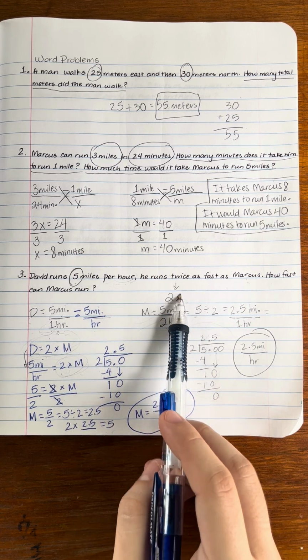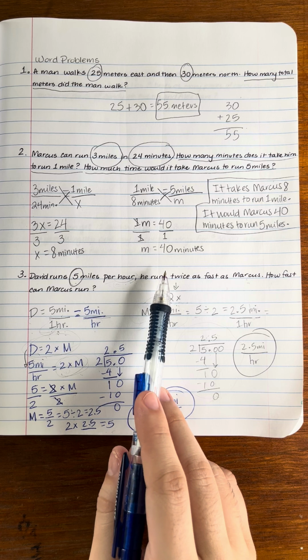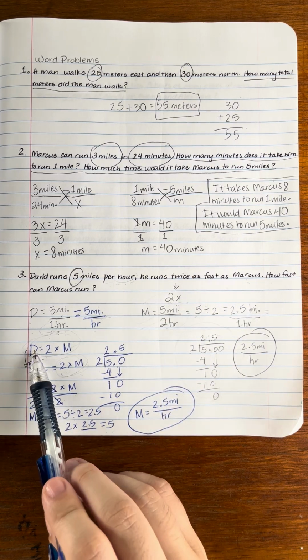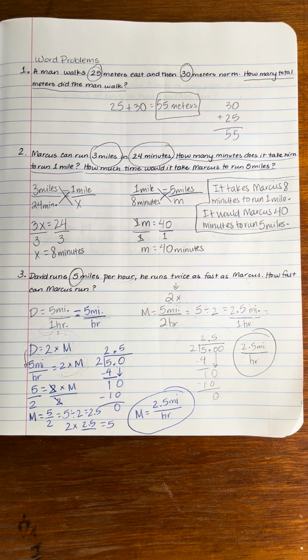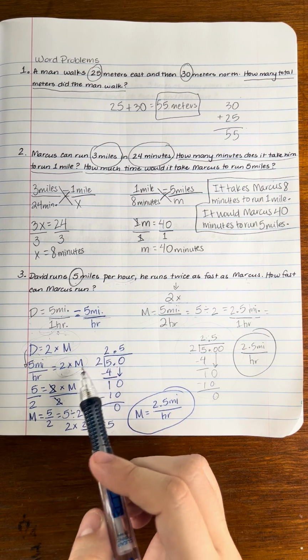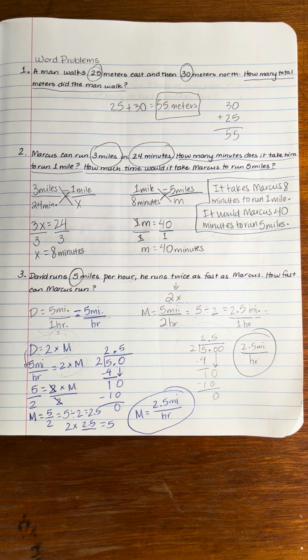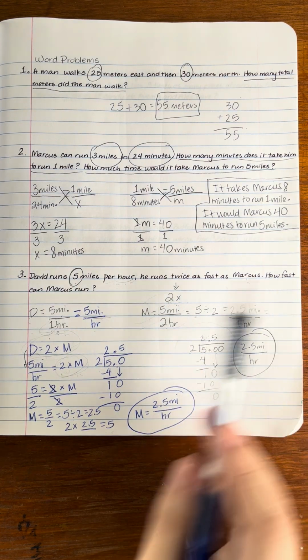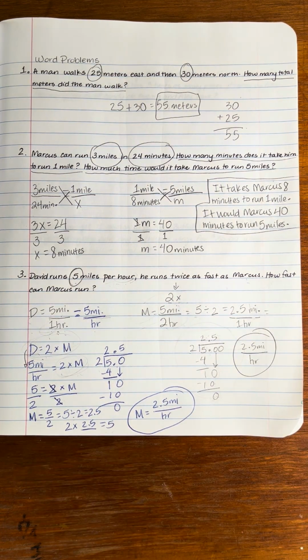Now what are we comparing that to? We're saying that David is the one who runs twice as fast as Marcus, so that's why we have D on the other side. Okay, now our main thing is we want to get M by itself because M is our unknown variable. And what are we trying to figure out? How fast can Marcus run, right? So we want to solve for M to figure out how fast Marcus can run.